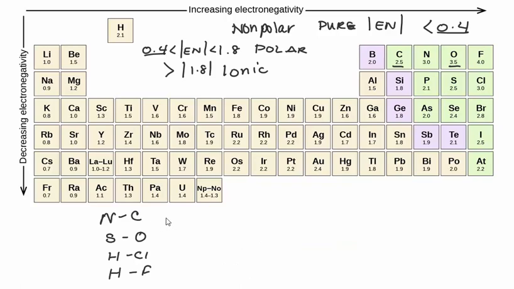Let's try some other bond types. So here we have nitrogen and carbon. Now nitrogen is closer to fluorine, so nitrogen should be more electronegative. The value we have on this table is 3.0. The electronegativity value for carbon is 2.5. Again, we're taking the absolute value. So the difference is 0.5. Now that leads us to a polar covalent bond. We can draw that dipole moment, again pointing towards the more electronegative atom.